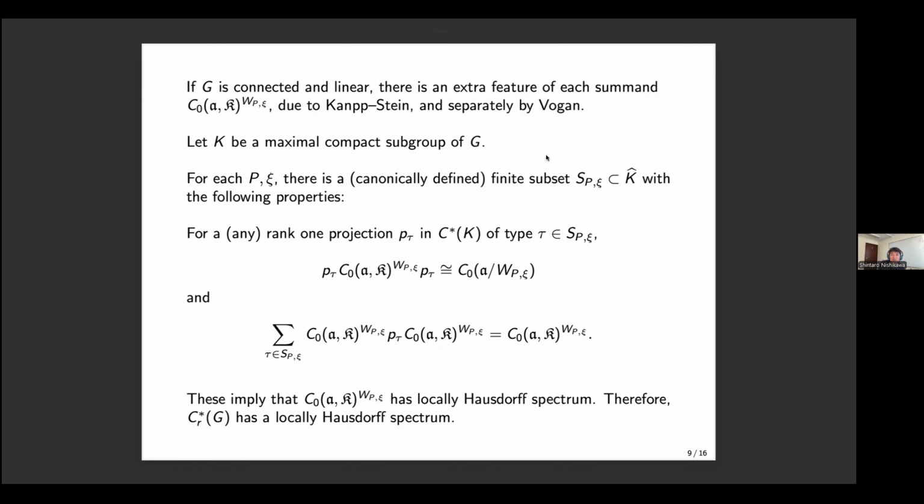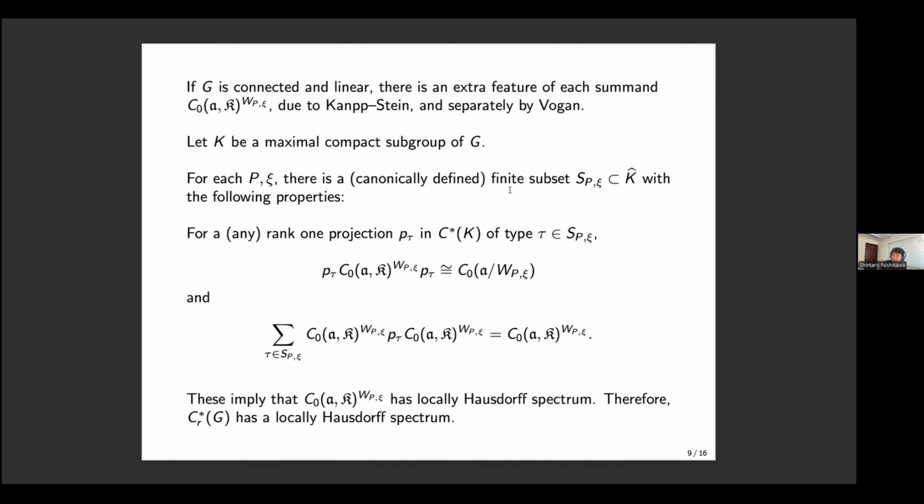Okay, so of course, their theorem is purely representation theoretic, but I will just extract only the relevant information in terms of C-star algebras. I first want to let K be a maximal compact subgroup of G. So this is some compact group. And for each P and psi, so forget about P and psi, I just fix the parameters. So I will consider this summand.